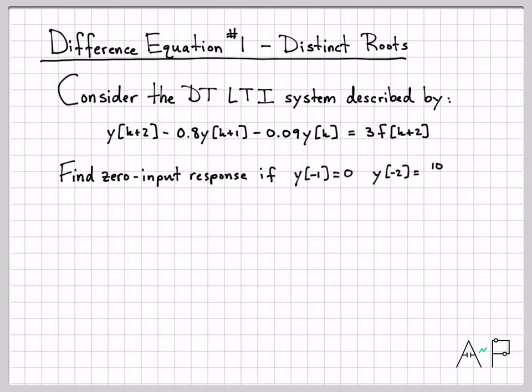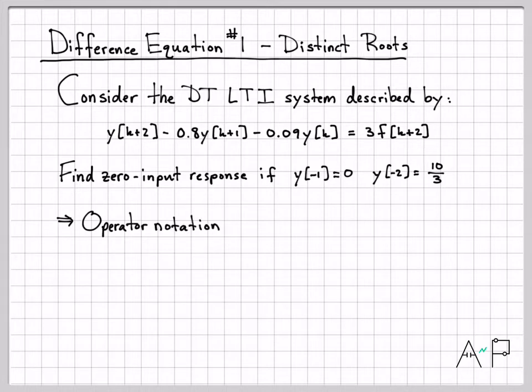That's kind of the section we're talking about right now. Remember, the zero input response is due solely to the initial conditions of the system. We're going to assume the input is 0. So the only way something can happen in the system is if there were some initial starting conditions. The starting conditions here are given by, at time minus 1, the output was equal to 0, and at time minus 2, the output was equal to 10/3. So those are the starting conditions of the system.